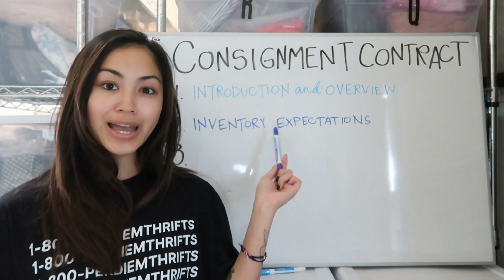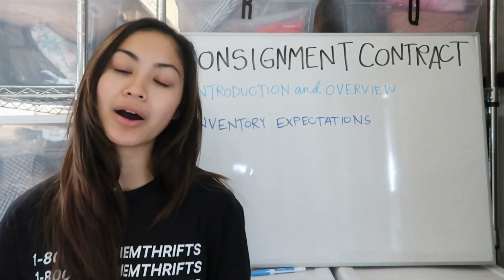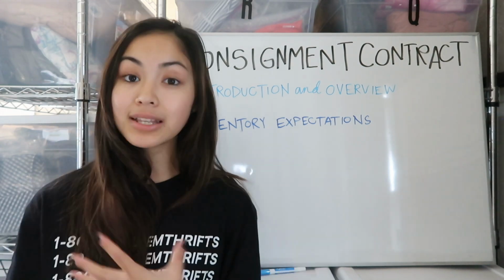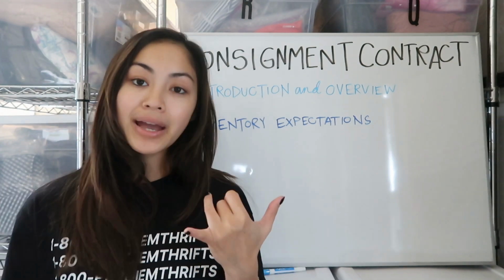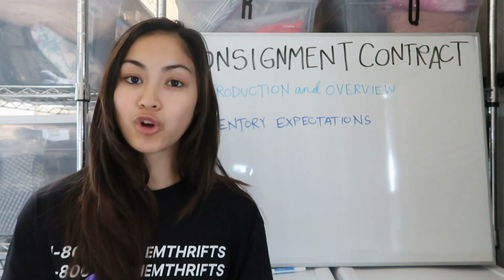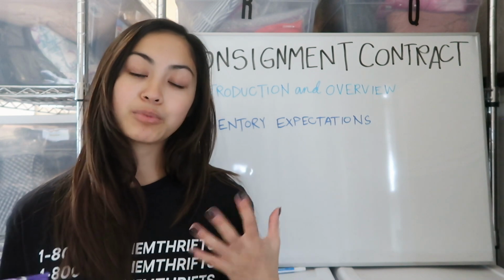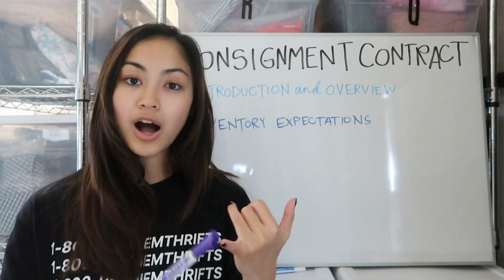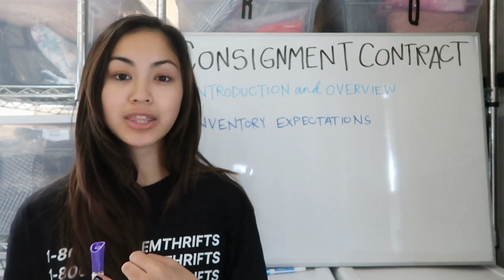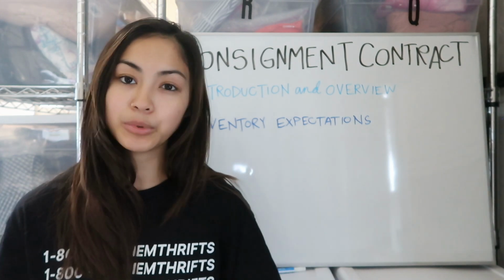In the inventory expectations section, I talk about how we will be meeting up to trade the inventory. I can either pick up the inventory, we can meet up, or they can drop it off at my office. And I like to mention that I would prefer that the items are pre-washed, that they don't have any flaws on them, and that they are in sellable condition.